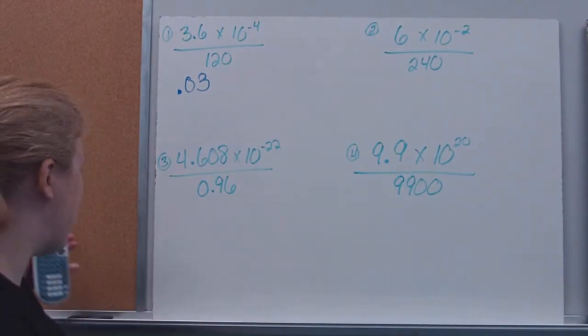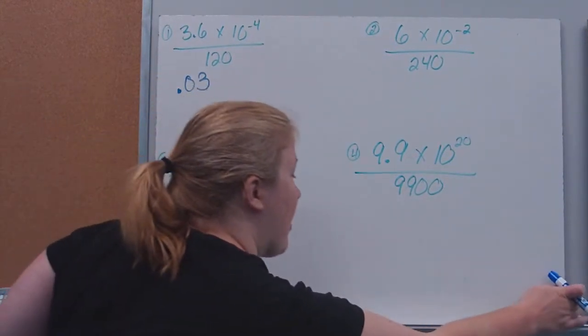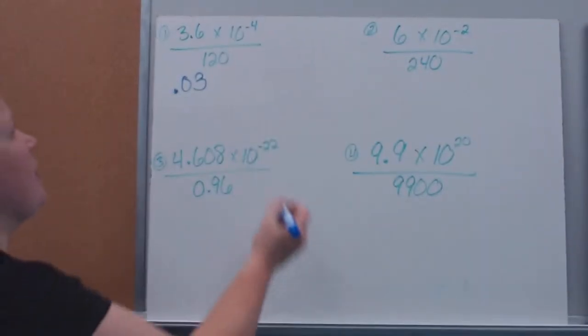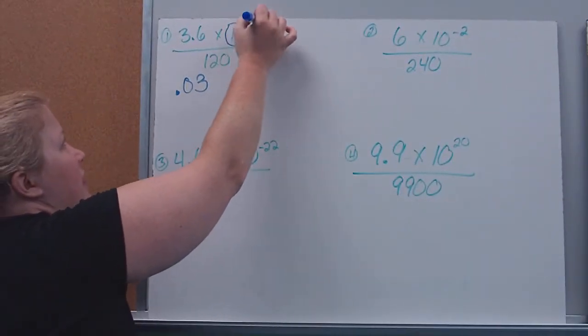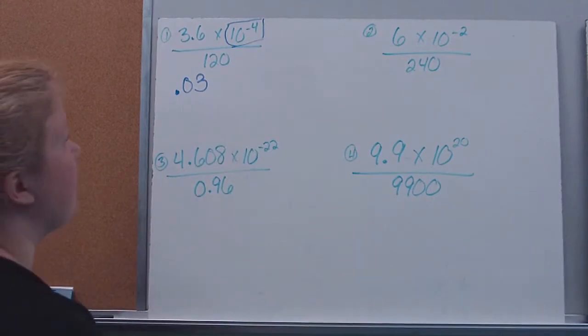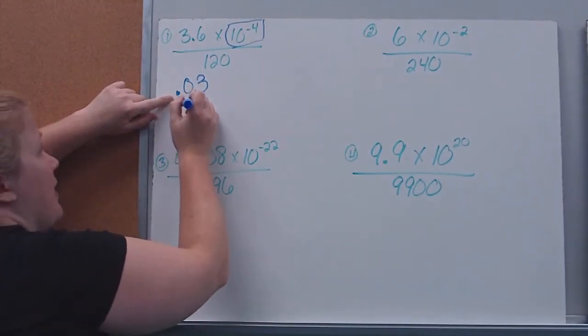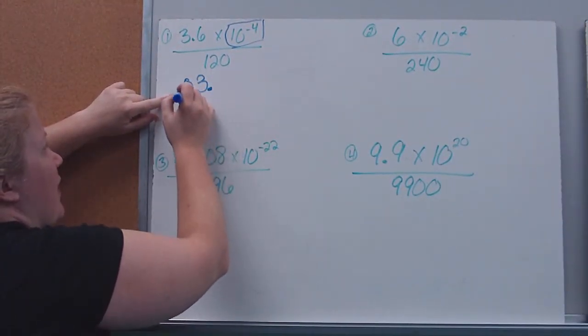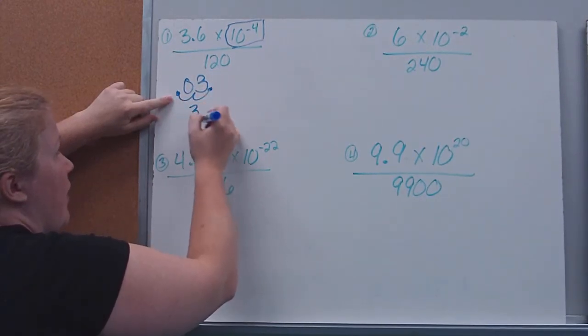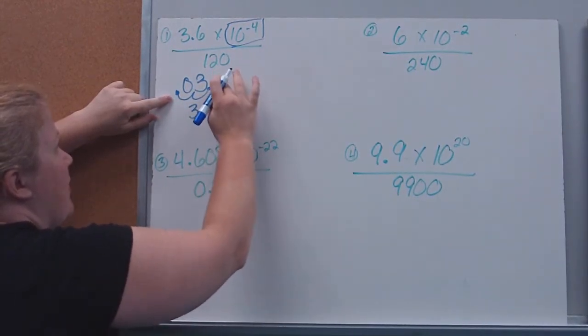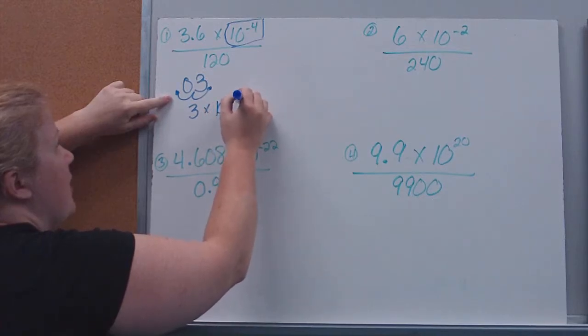0.03 is not in proper scientific notation, so what we're going to have to do is write it into scientific notation. Ideally, we're ignoring this number right now. We're going to come back to that one. So how am I going to write this in scientific notation? Well, I need to move my decimal over here and give it 3. It's 3 times 10 to the negative second.